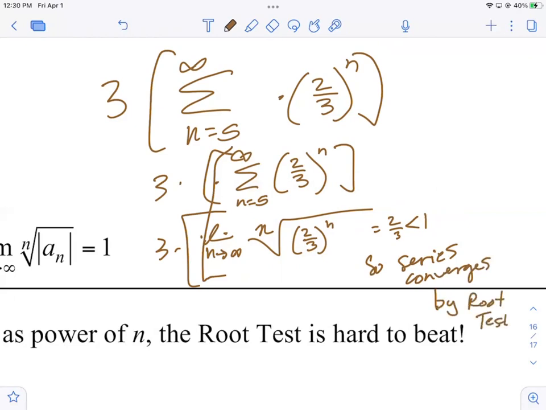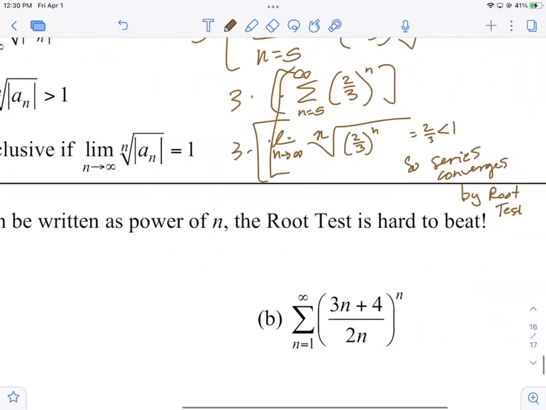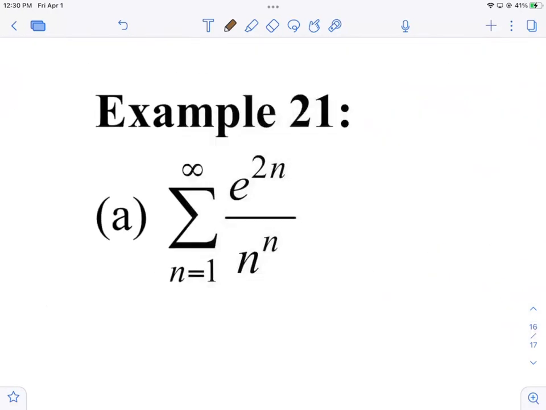Now, do you want to use the root test instead of the geometric series test? No, heck no, not at all. Because the geometric series test is shorter, right? And you can also find the exact value. All right. If the entire rule of sequence can be written as a power of n, the root test is hard to beat. Let's try this one out. Example 20. What is this one good for then?